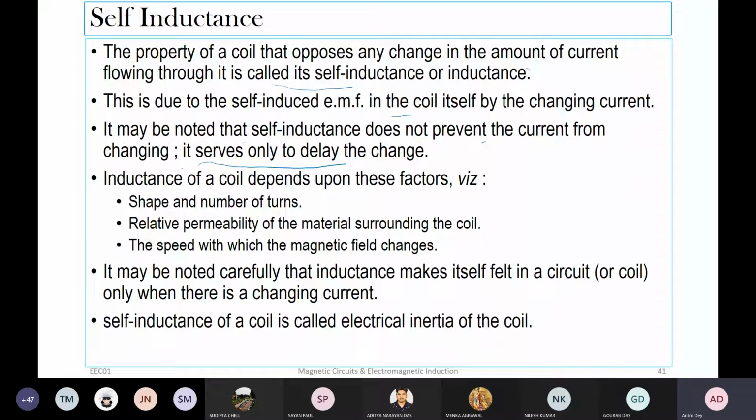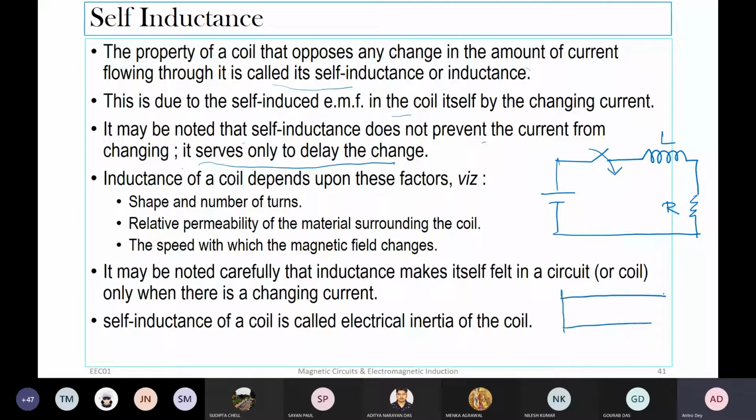As I told, self-inductance does not completely prevent the current from flowing through it, but it will induce a delay. So if you have a circuit like this, there is a switch, there is a coil which is having an inductance, and this is your resistance. Inductance is denoted by this. Now whenever you switch on a circuit, the current response will look like this.